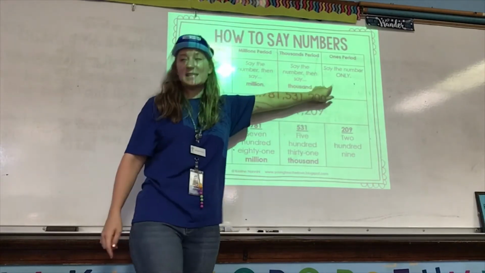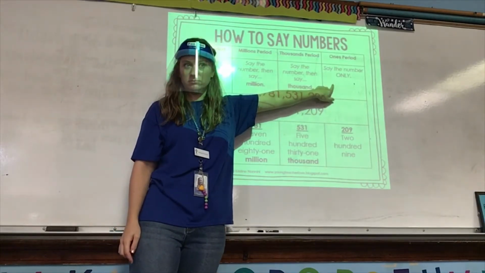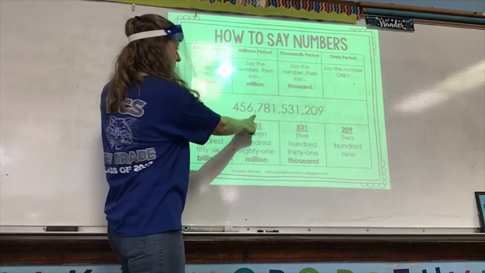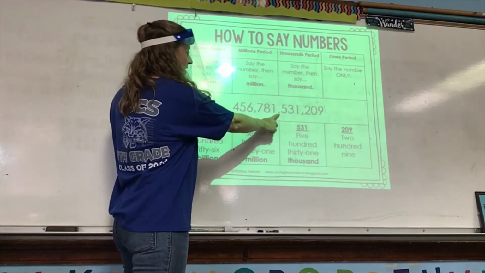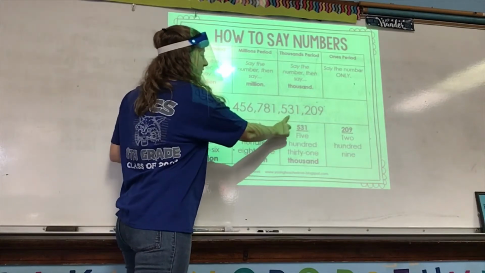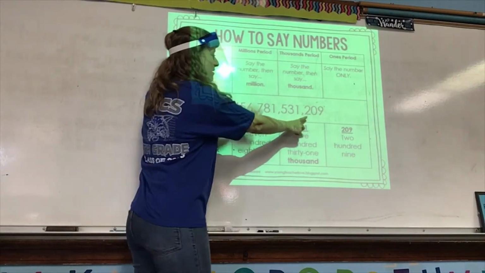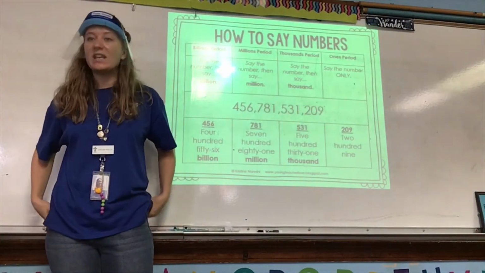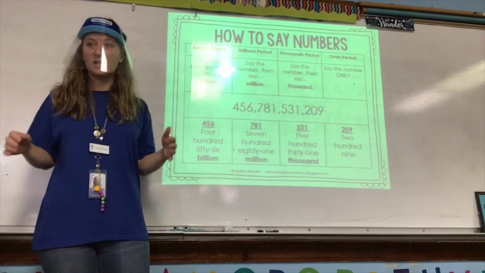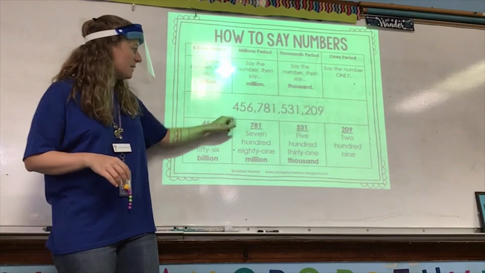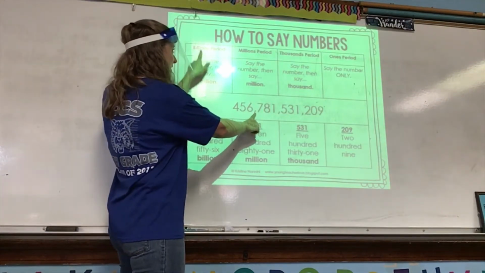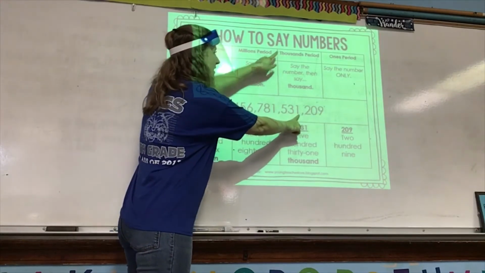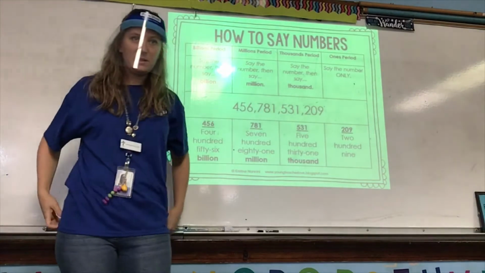We do not say the name of the ones period, ever. Okay? You would never say 456 billion, 781 million, 531,000, 209, ones. That doesn't make sense. So we never say the name of the ones period. We would just say 456 billion, 781 million, 531,000, 209.